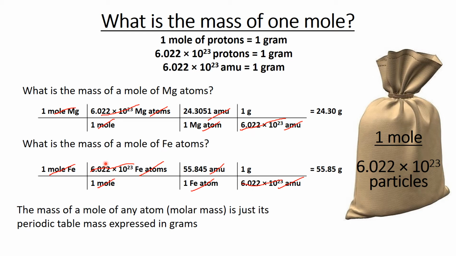Well, that is very interesting. The mass of the mole of any atom, which we call its molar mass, is just its periodic table mass expressed in grams. So this is just a function of the way we defined a mole. If the mass of an atom is 55.845 AMU, then the mass of a mole is 55.845 grams. So we can say that the mass of a mole is the same as the periodic table mass expressed in grams. We don't have to do any calculation, okay?